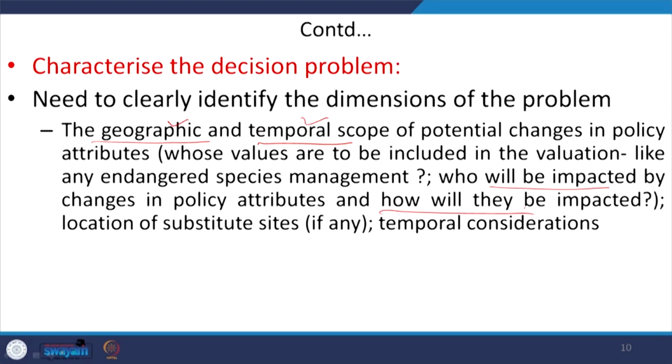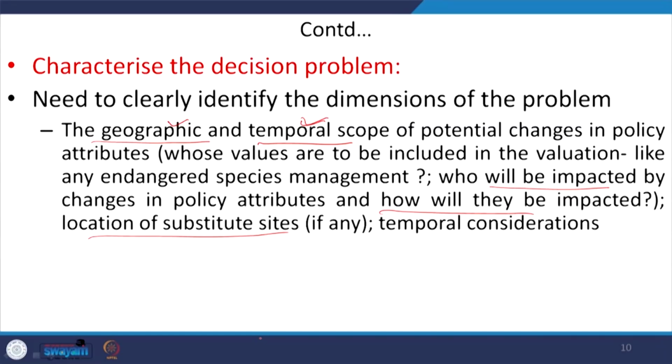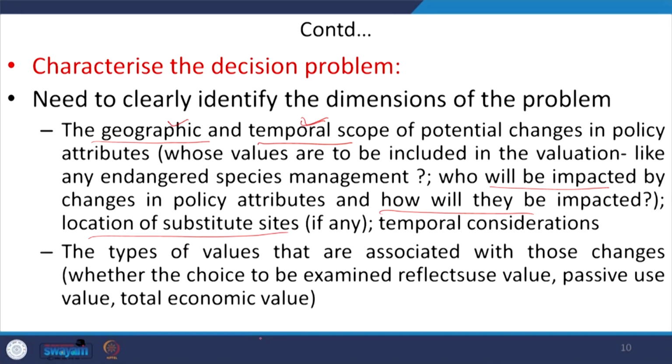And along with this geographical and temporal scope, we need to talk about the locations of the substitute site, whether any other similar sites or substitute sites are located within that geographical boundary. And we also need to talk about the temporal considerations, that over a time period how this particular scenario has been changing, or has changed, or is going to change. So, under these characteristics of how to characterize the decision problem, we need to talk about these dimensions.